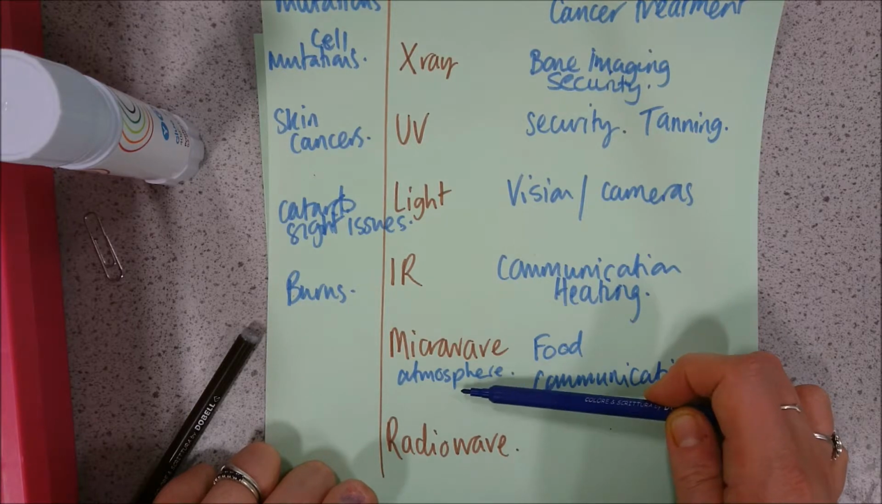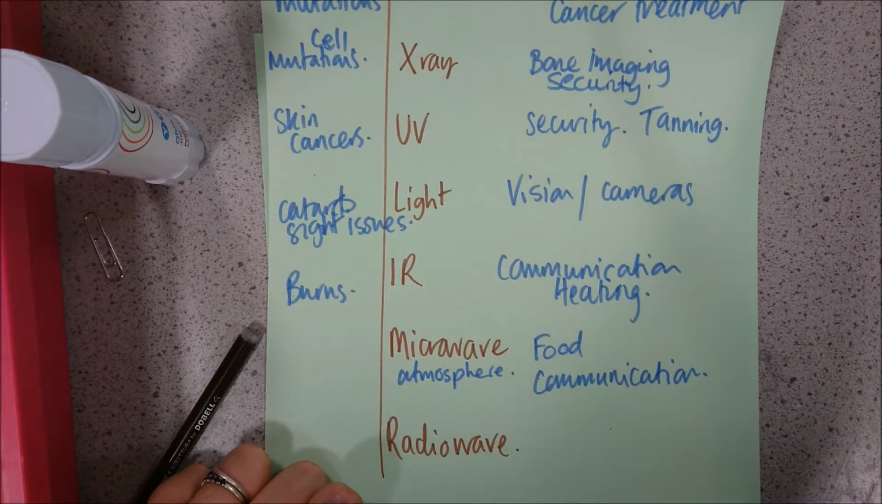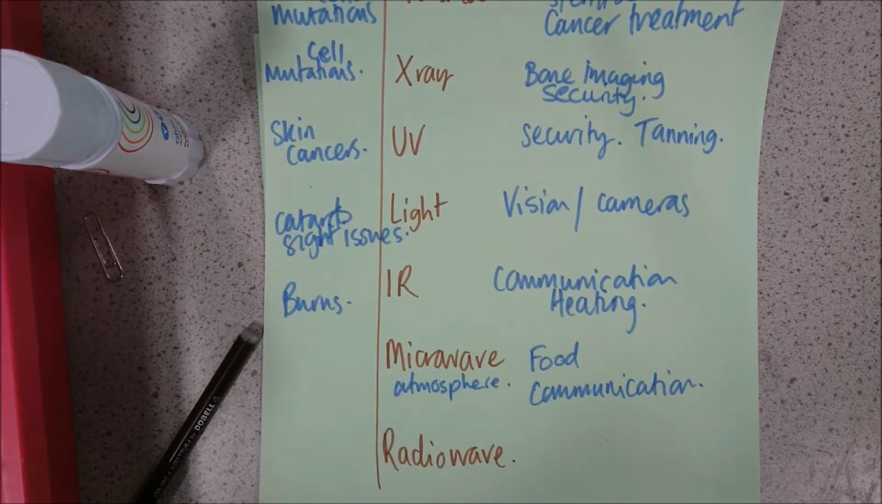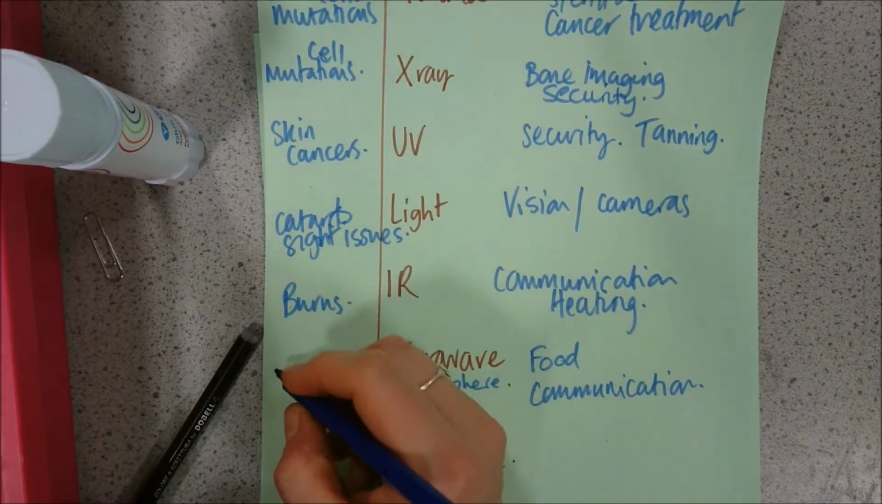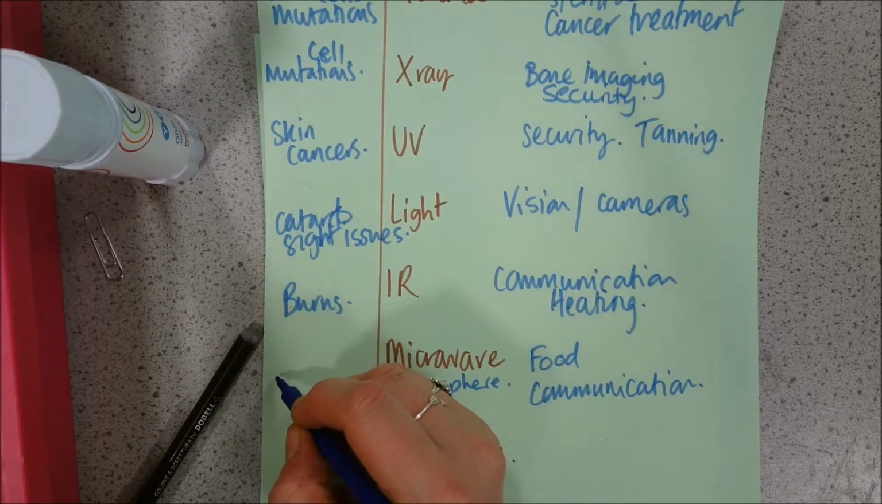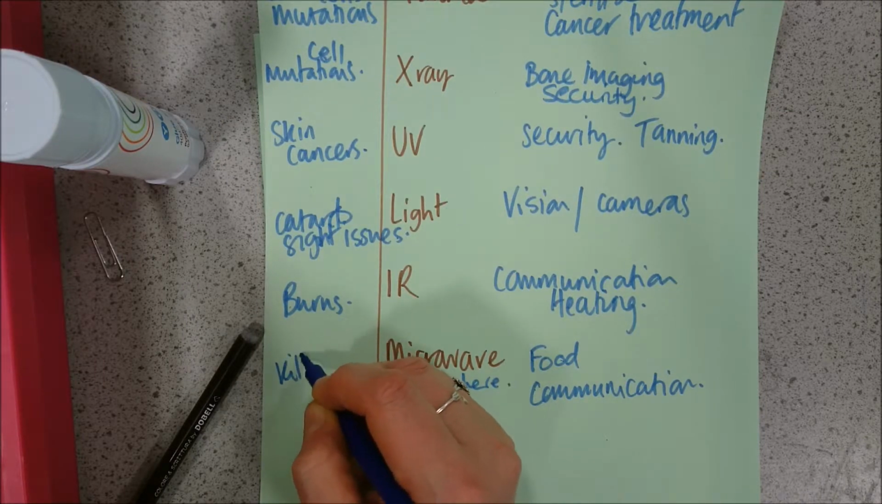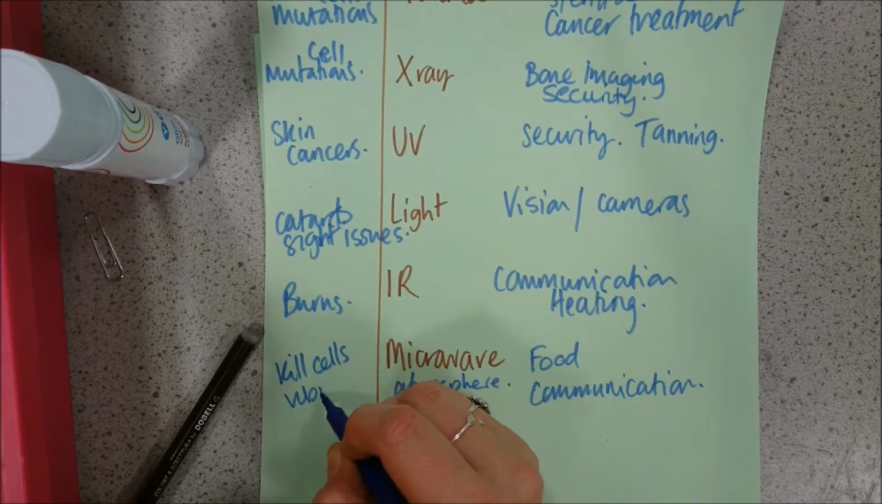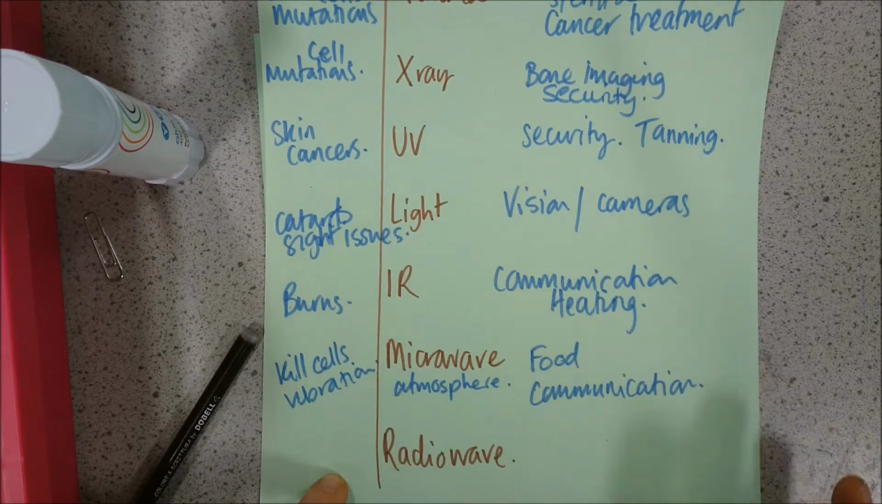So if I want to call someone in Australia, my microwaves are going to go to a global satellite. Then they're going to be bounced or reflected back onto Earth. Dangers of this: they can heat up the molecules, so they can kill cells because they can heat up the molecules too much by the vibration. So do not put animals in a microwave to warm them up.